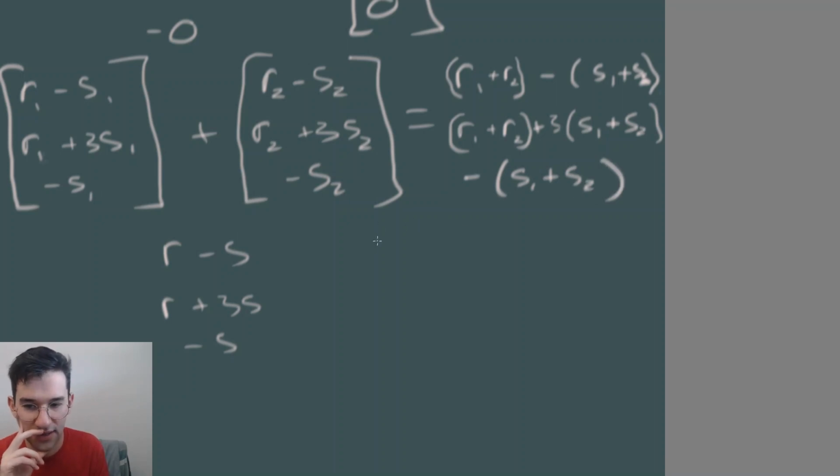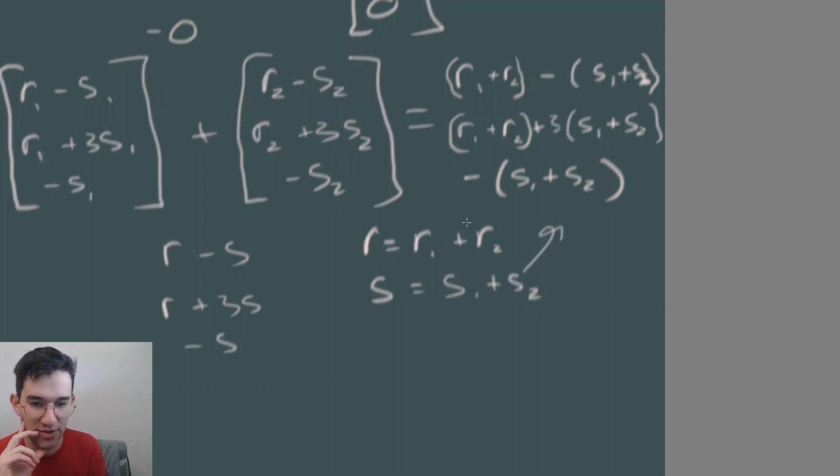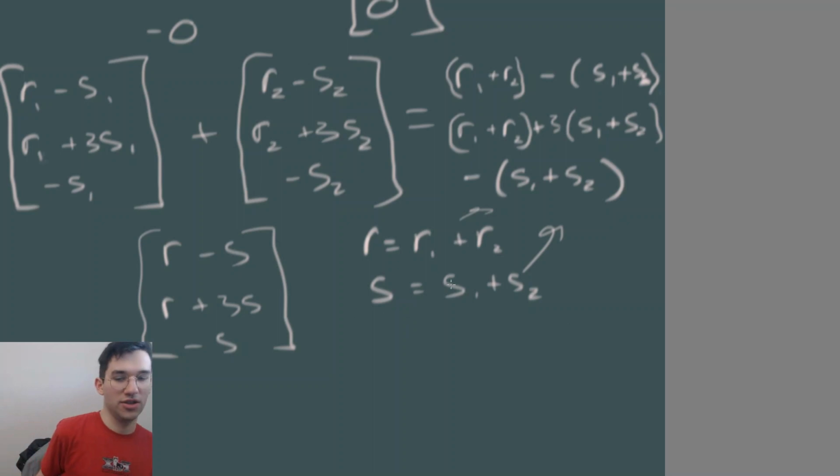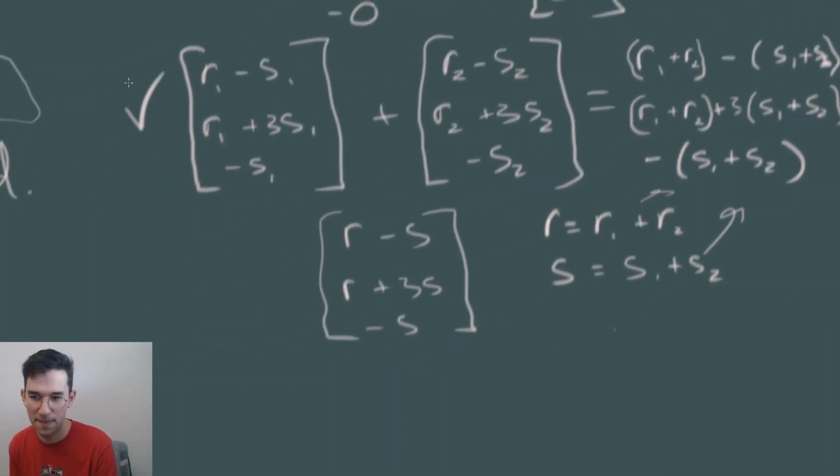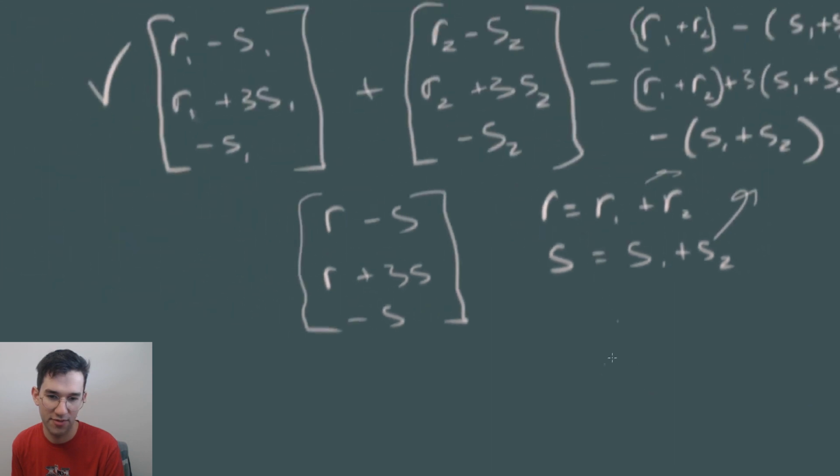And if we set our regular R equal to R1 plus R2, and our regular S equal to S1 plus S2, we can see if we substitute those in, the R's in, then we end up with this exact situation again. So it is closed under addition. Check. Finally, vector multiplication.